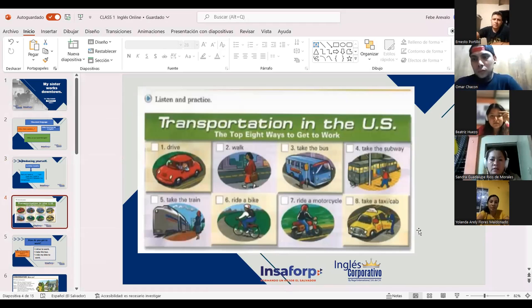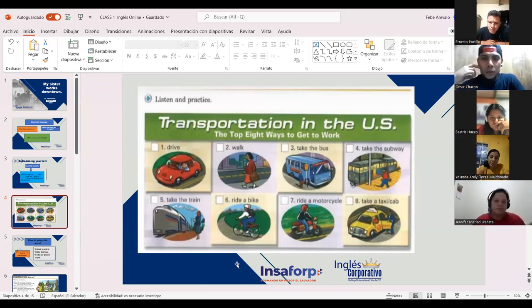Lo lamento. Ah, sí, por aquí tenemos a Sandra Guadalupe. Sandra, no sé si estaba desde el principio de la clase, but you might introduce yourself. Hello, sí, sí estaba. Okay, excellent. My name is Sandra Rios. I am 38 years old. I work in Banco de Vivienda. I live in San Salvador. I'm Salvadorian. Great, excellent. Thank you, Miss.